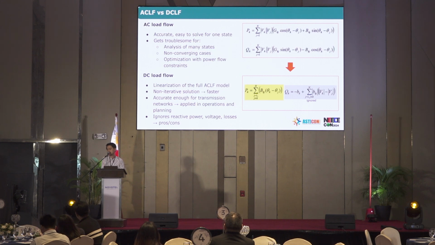Okay? So since this is a linearized model, hindi na iterative yung solution process. And mas mabilis na itong isolve. And you lose some of the accuracy, but it's still accurate enough for transmission networks. And it finds applications in operations and planning. Okay? So the drawback is that it ignores reactive power flows, voltages, and losses.